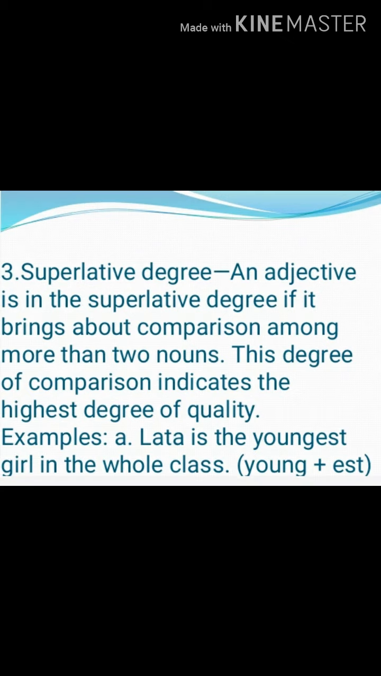Then comes the superlative degree. An adjective is in the superlative degree when the comparison is between more than two nouns. This degree of comparison indicates the highest degree of quality. Lata is the youngest. Here it shows the highest degree of quality of someone in the whole class.